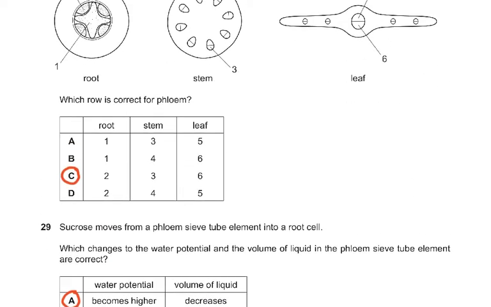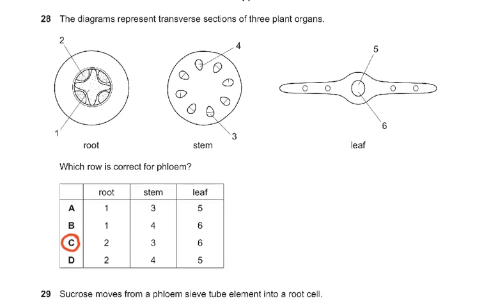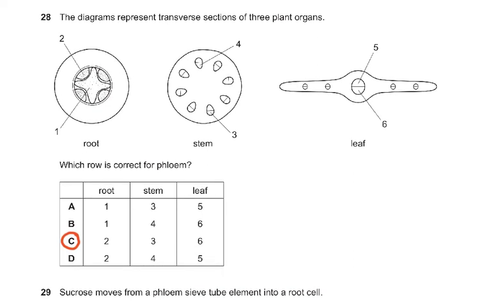Then coming on to question number 28, which is a very easy question. The diagram presents transverse sections of 3 plant organs: leaf, stem, and root. Now you know 1 is the xylem, 2 is the phloem. Here outside is the phloem, and 4 is inside, so this is the xylem. And in the leaf, the upper side is the xylem. Leaf upper xylem, that's the mnemonic for it, and then the lower part is the phloem.